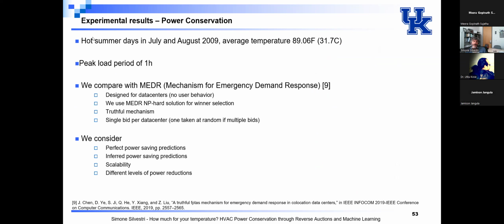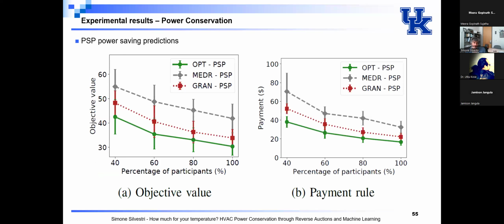Then we consider how well we do for the power conservation. So here we consider a peak load period of 1 hour during a hot summer day. And we compare with an approach which was, at that time, recently published in INFOCOM. This was designed for data centers, but it could be easily adapted to our approach. Although this is an auction-based approach, that's why we picked it.